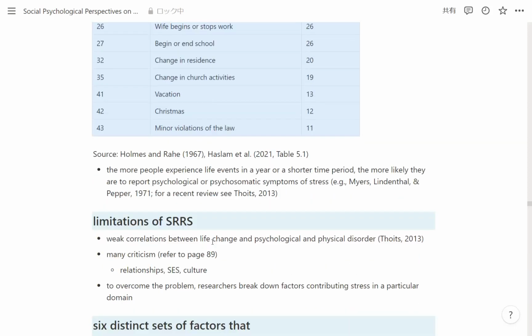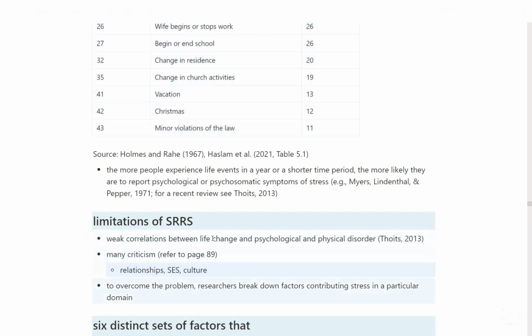So the baseline of the criticism against this model is that, again, people experience stress differently, and not all life events are experienced similarly.